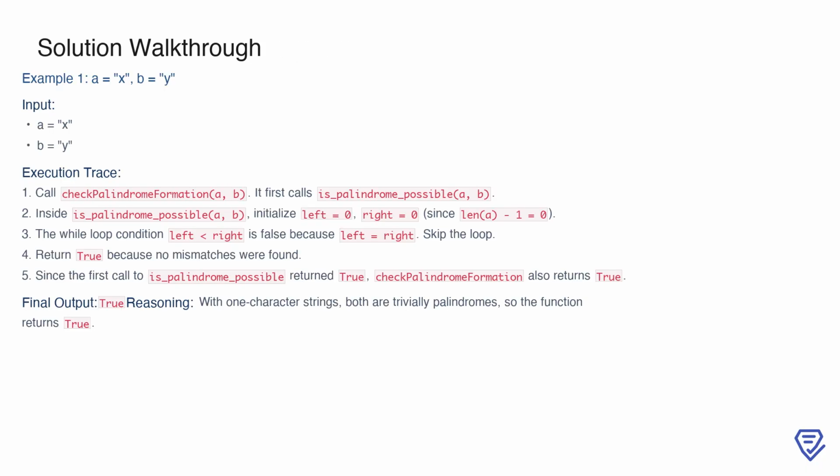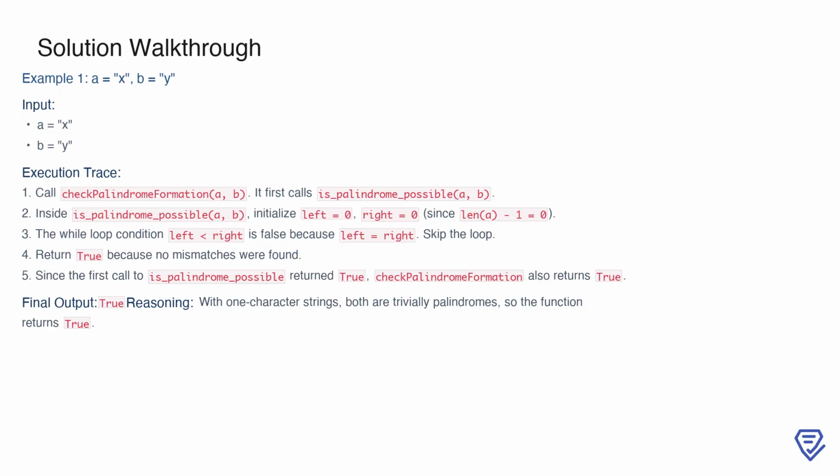To begin, we'll look at the simplest case where both strings are just one character long, A equals X and B equals Y. The function check palindrome formation starts by calling is_palindrome_possible(A, B). Inside this helper function, we initialize left and right pointers to 0 because the length of the strings is only 1. The while loop condition left < right is immediately false since both pointers are at the same position. This means there's no opportunity for mismatches, so the function concludes that a palindrome can be formed and returns true.